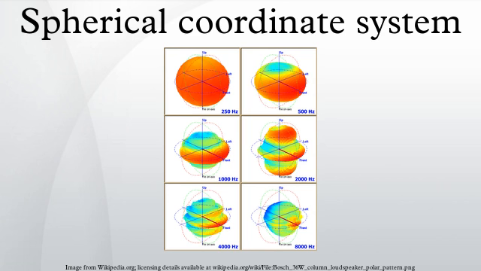Unique coordinates: any spherical coordinate triplet specifies a single point of three-dimensional space. On the other hand, every point has infinitely many equivalent spherical coordinates.